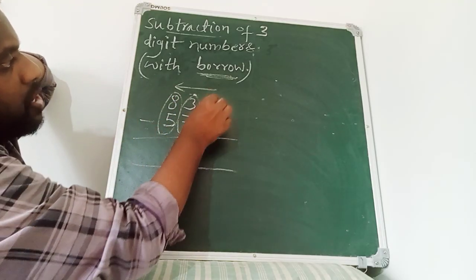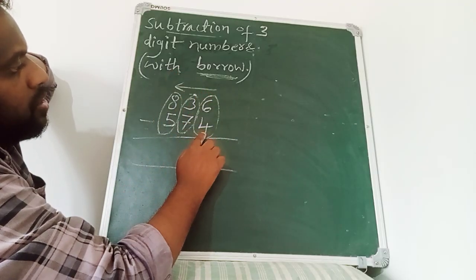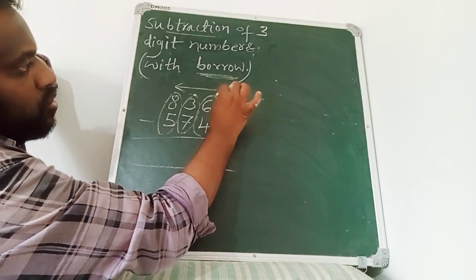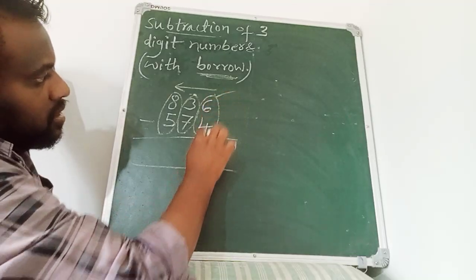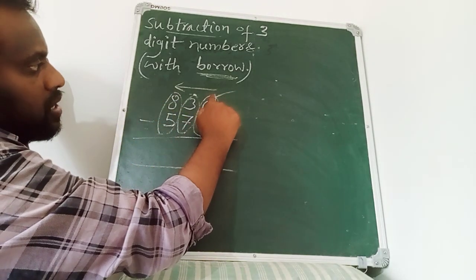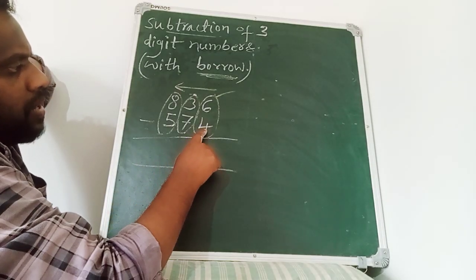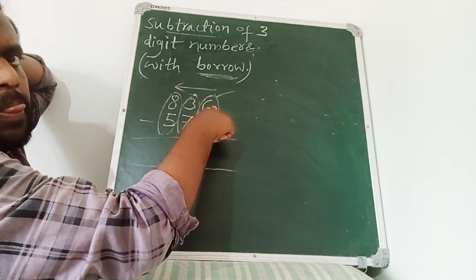Okay, I said subtraction should start in this direction. That means from this to this side. That means first you should start with this column, not this. Okay, so I will start subtraction from here. Now, you have to subtract 4 from 6.